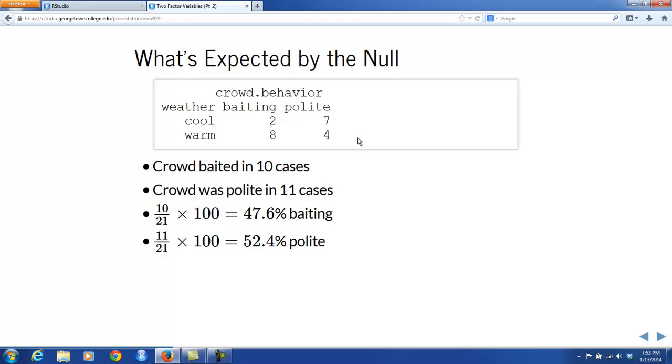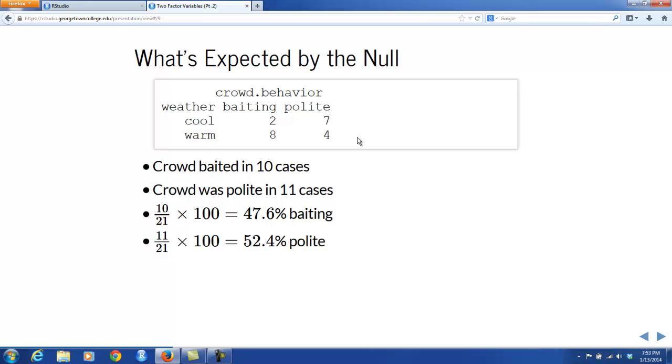So, if you believe the null hypothesis, you think that weather makes absolutely no difference to crowd behavior, then you're in a position to be able to estimate how the chances work for all of those other factors that you think might affect crowd behavior. That is, you can make an estimate, based on the data you've got, of the chance that a crowd in general would be baiting, and an estimate of the chance that a crowd in general would be polite. Again, regardless of the weather. Here's how you do it.